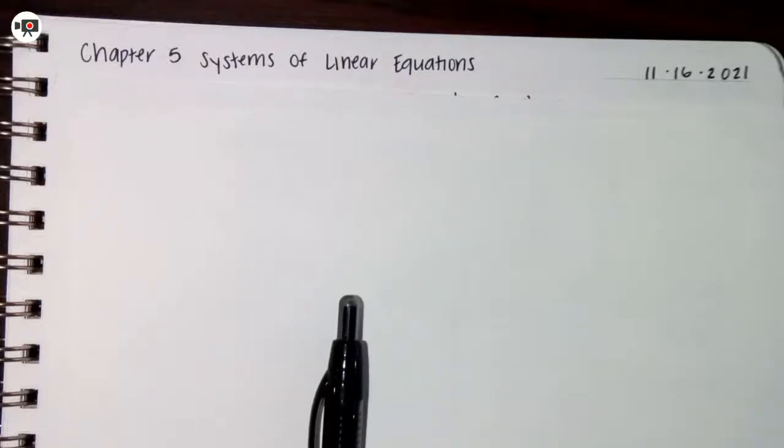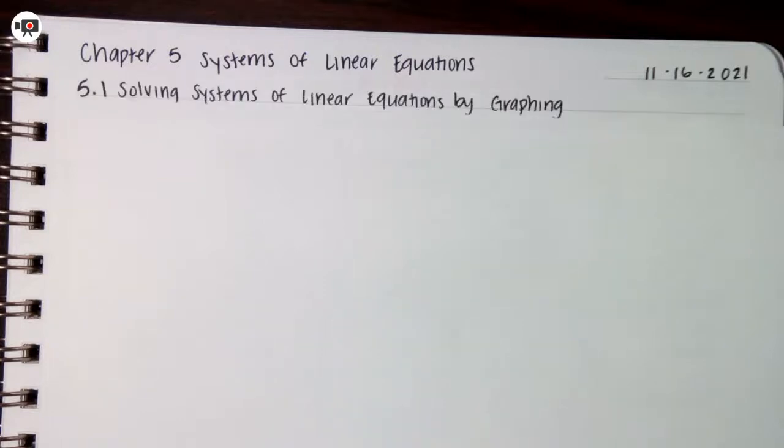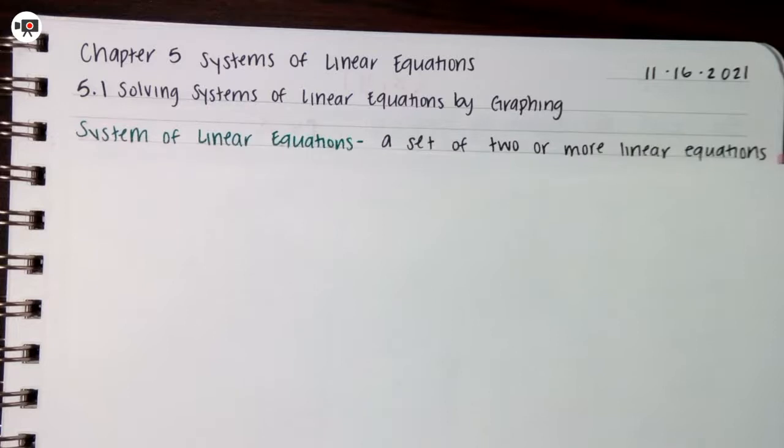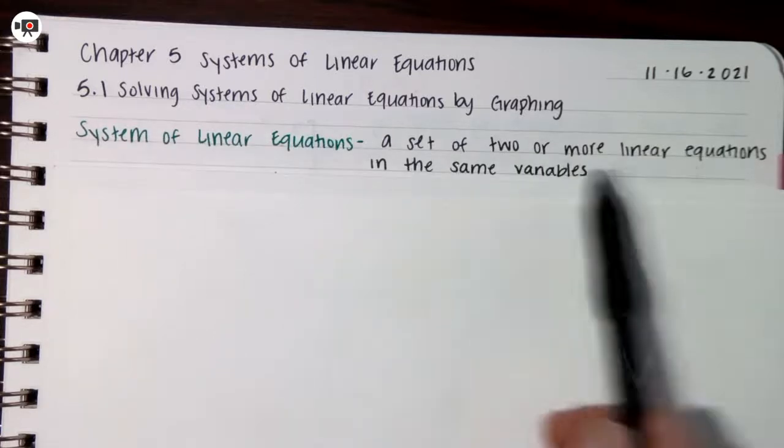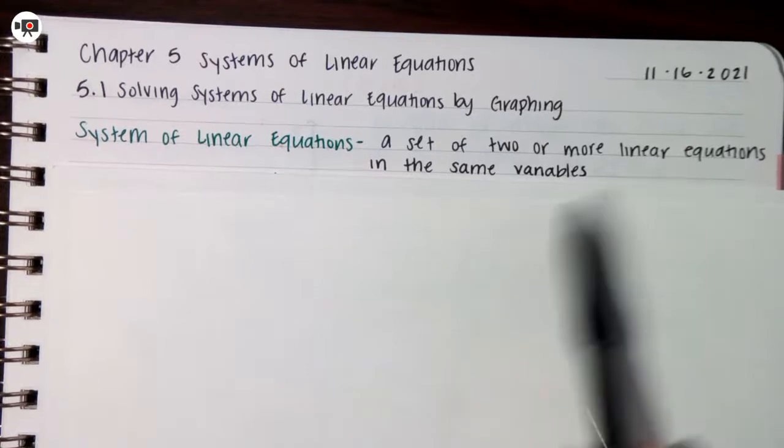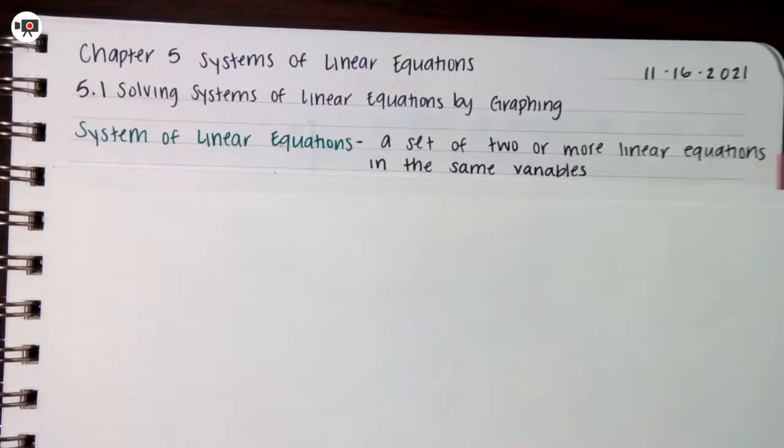This is Chapter 5, all about systems of linear equations, and this is 5.1, solving systems of linear equations by graphing. Systems of linear equations means a set of two or more linear equations in the same variables. So if they both have x's and both have y's, and they're in the same set, then it is a system of linear equations. You could call it a linear system.